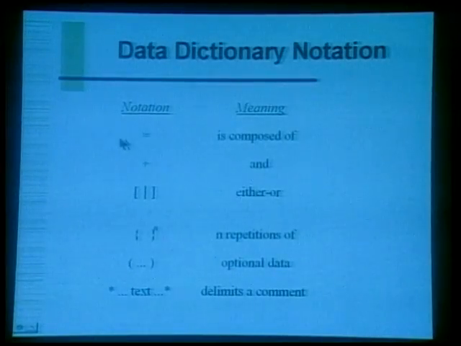The notations which are commonly used are the equal sign, which means is composed of. A plus sign means and, and a vertical bar means either/or. A number written on the top of the curly bracket means the repetition of that data object. Something which is written in the small brackets means this is optional data. And comments are written inside stars. So these are the common notations which are basically used to make the entries in your data dictionary.